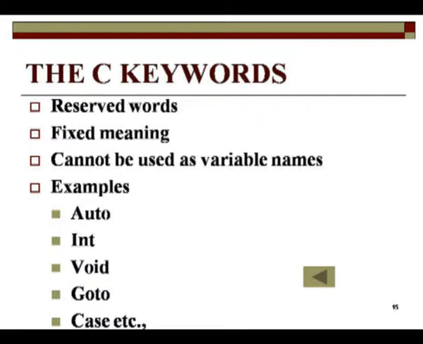A keyword is similar to a symbol in C. It exists as such. It cannot be changed. It cannot be altered according to the user's need. Its use and its purpose has been predefined by the developers of the language itself.